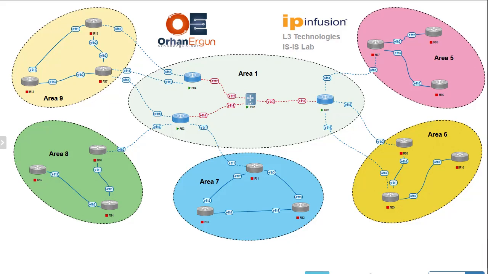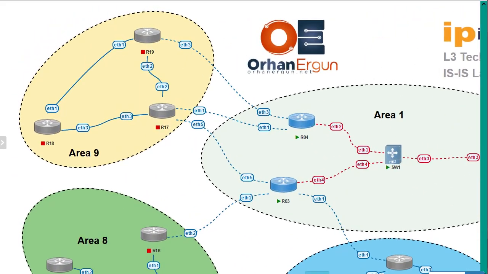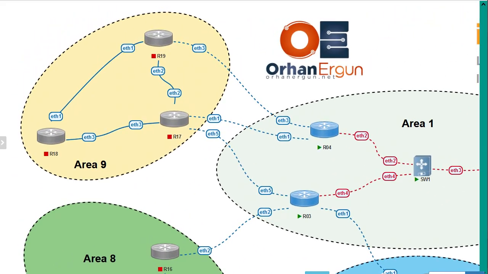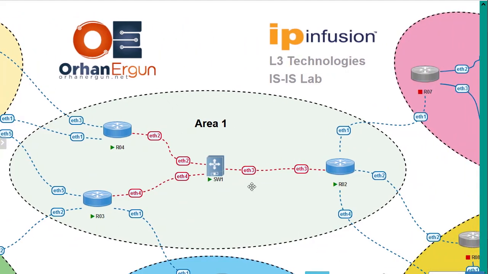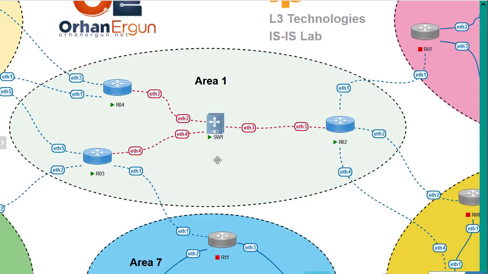Let me just zoom in a little bit so that we can see this much better. So by zooming, you can see that in area 1, I have a switch in between. Of course, this is of type OcNOS. I have 3 routers, router 2, 3, and 4. These routers are going to act as L2 only routers.